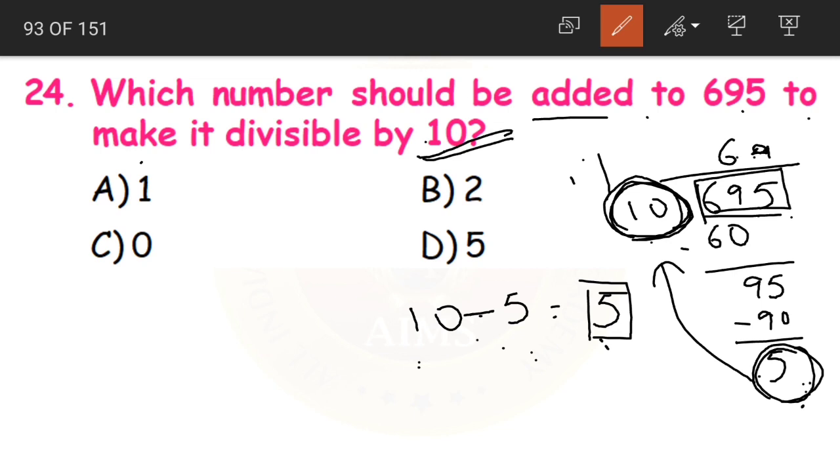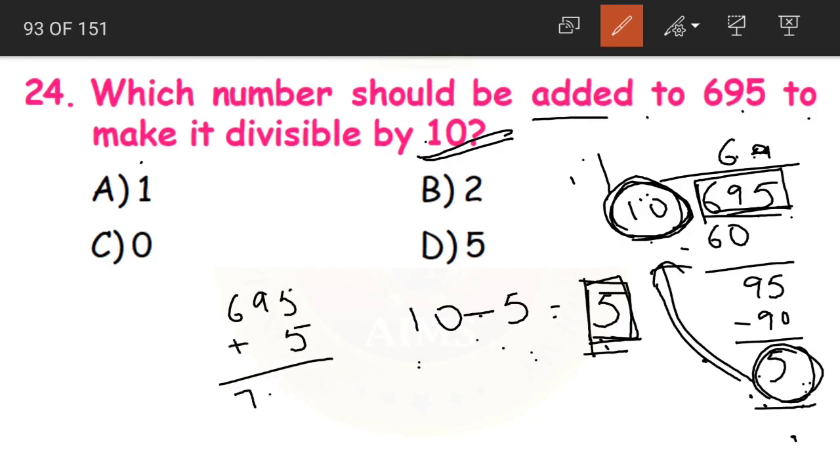Understood? I am repeating again. What should we do when such a question is asked? First divide the number and see what is the remainder. Then subtract the remainder from the divisor. 10 minus 5 is equal to 5. Now when we add this 5 to our dividend, 695 plus 5, the sum will be 700. Now 700 is having 0 in the ones place. So it is completely divisible by 10.